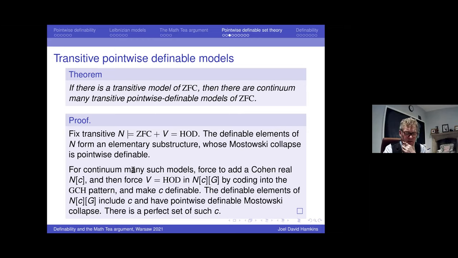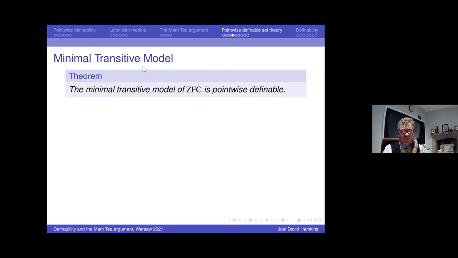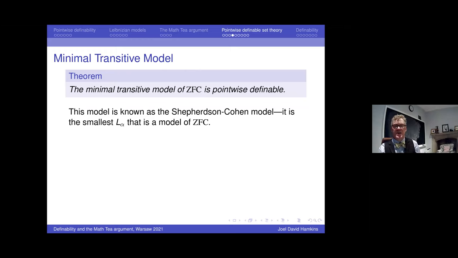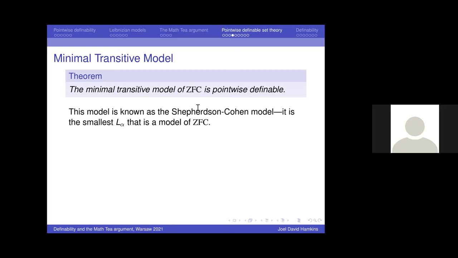So here's another one. The minimal transitive model of ZFC is pointwise definable. This is known as the Shepherdson-Cohen model. It's the smallest L_alpha, the smallest initial segment of the constructibility hierarchy, which is a model of ZFC. If there's any transitive model of ZFC, then its L is going to be such an L_alpha. And so there's going to be a smallest one, and that's the minimal model. This is the model that Cohen used when he was first introducing forcing. He was forcing over this minimal model, and he thought that was very important to do. But we realized later that forcing is more general than that. The study of this model was also known to Shepherdson earlier.